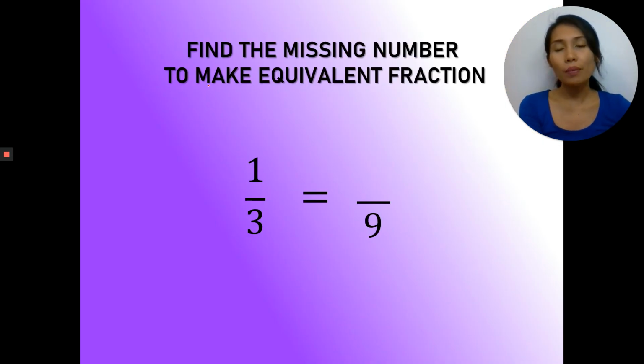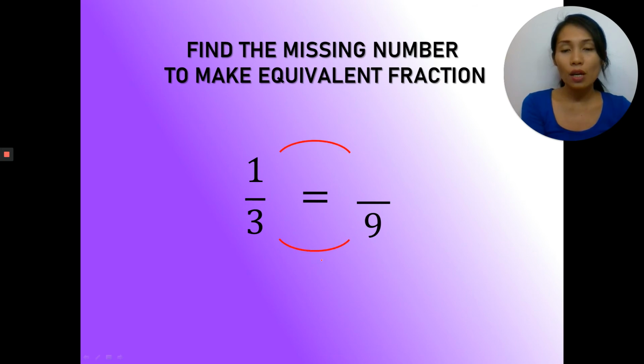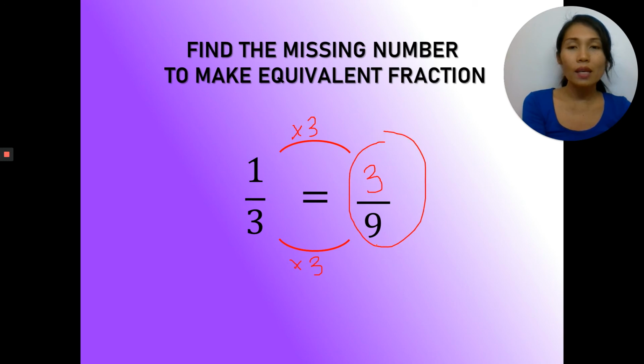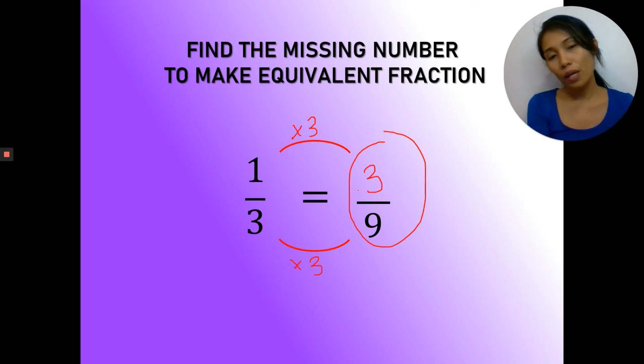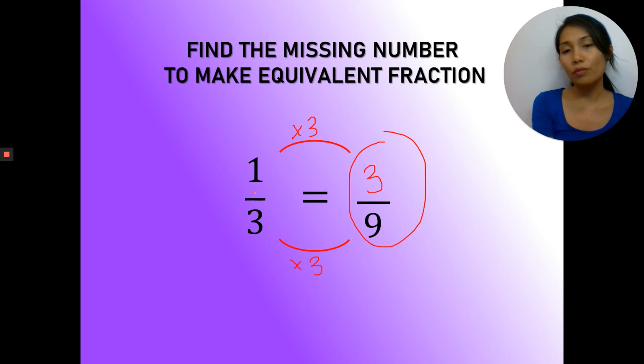Now find the missing number to make equivalent fraction. Now we do the same thing. We multiply below, whatever we multiply in the denominator, we multiply in the numerator. So in here, what will you multiply to 3 to come up with 9? 3 times 3 equals 9. Now you do the same above with the numerator. 1 times 3 equals 3. So that means the missing number is 3 to find the equivalent fraction of 1/3, which is 3/9.